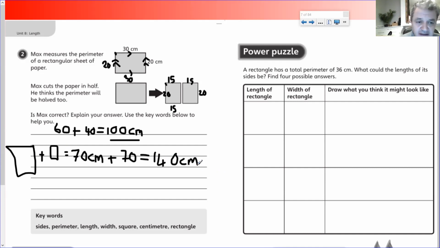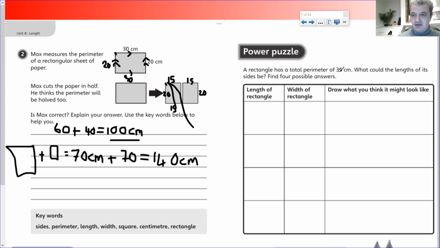So we can see, because we've halved this, we've halved that, but we haven't halved the 20s. So it's really, really clear. Is Max correct? No, he's not.